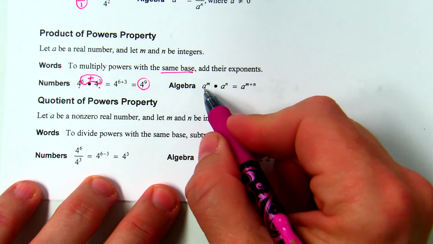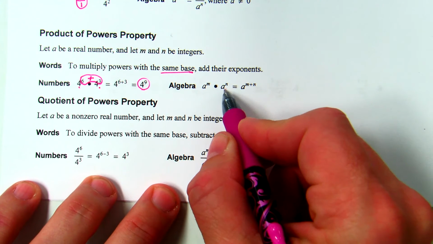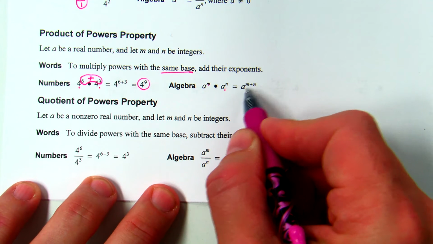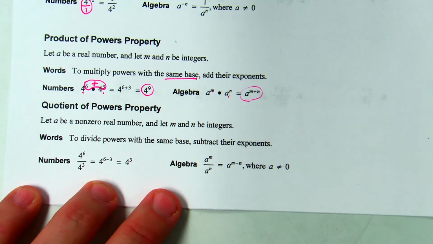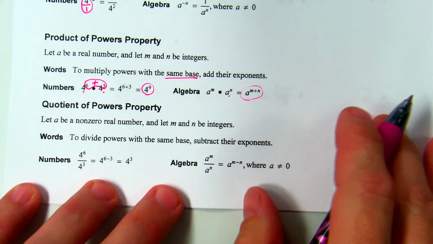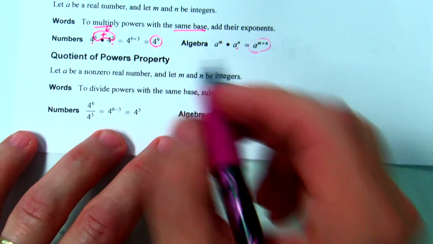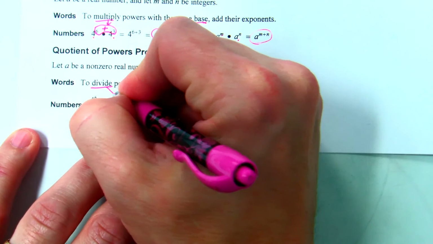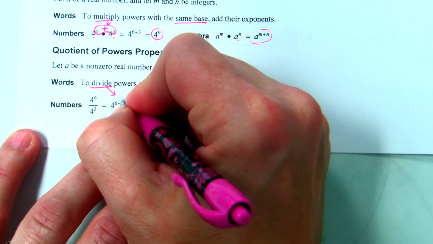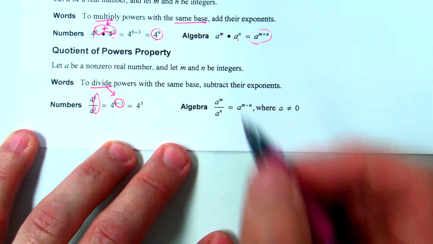All right, so a to the m times a to the n. Notice a is the same base. We can just add m and n together, and we come up with the answer there. Okay, that is products or multiplication. So when we multiply, we're adding. When we are dividing, we subtract. Okay, you'll see this right here. We're subtracting 3 from 6.